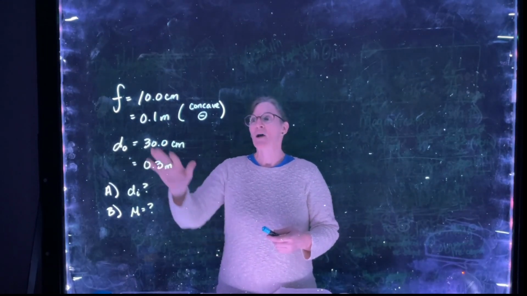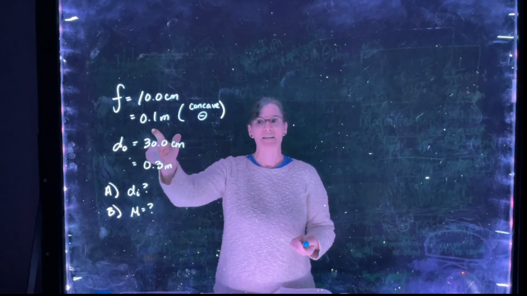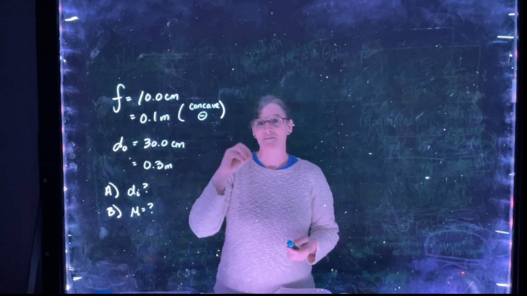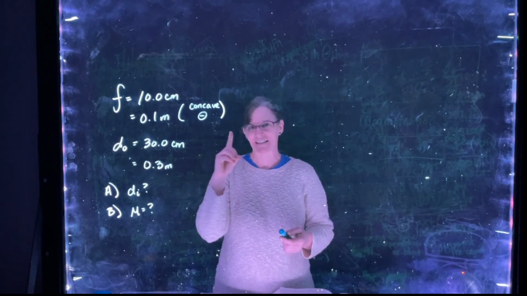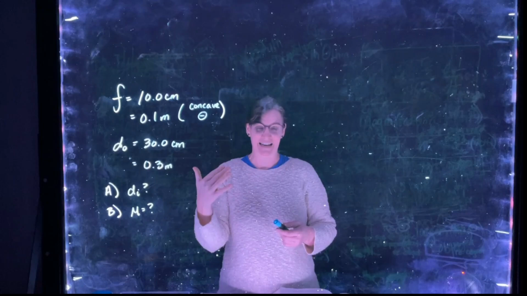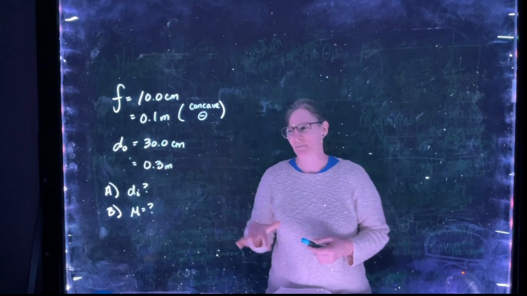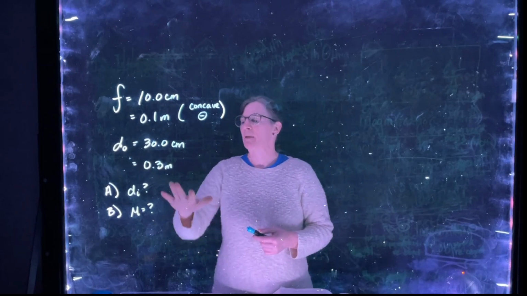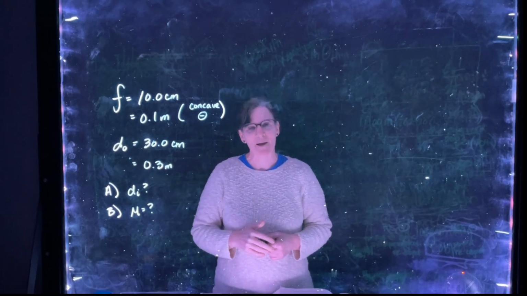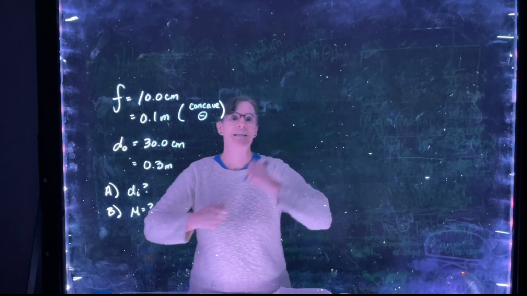All right, so we're given the focal length. The focal length is 10 centimeters or 0.1 meters. It's concave, so that focal length is negative. So that's the important part that we want to keep track of with using the thin lens equation. We're provided that object distance of 30 centimeters or 0.3 meters, and we're interested in both the image distance and the magnification. So let's look at our thin lens equation.